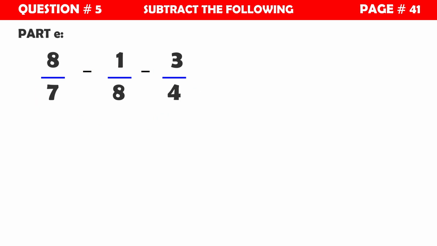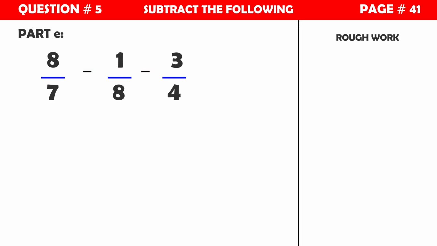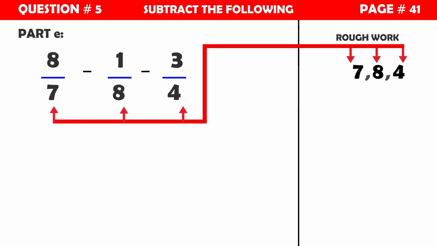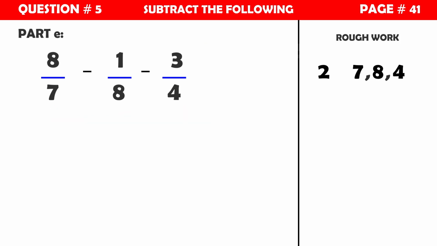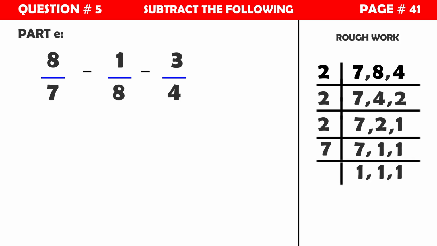So in order to find a common denominator, we will take the LCM of all denominators. Write 7, 8 and 4 in the rough work separated by commas and check if they are divisible by the lowest prime number. 7 is not divisible, so it will be written as it is, and 2 4s are 8 and 2 2s are 4. 7 will again come as it is, 2 2s are 4 and 2 1s are 2. Again 7 will come as it is, but 2 1s are 2 and 1 will stay same. Now 7 1s are 7.